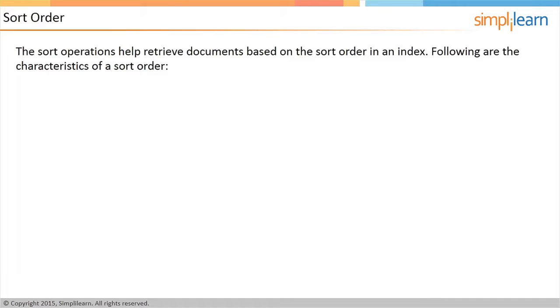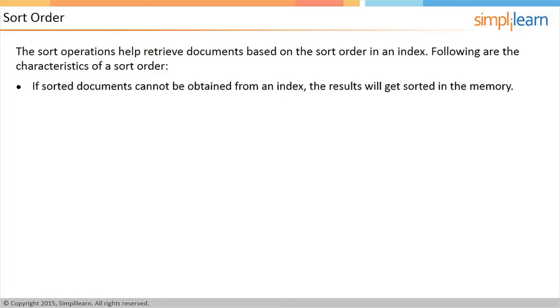In MongoDB, you can use the sort operations to manage the sort order. You can retrieve documents based on the sort order in an index. If you are unable to obtain the documents sorted from an index, the results will get sorted in the memory.